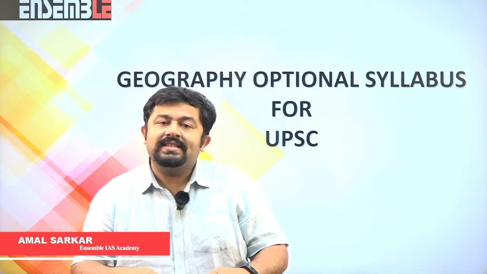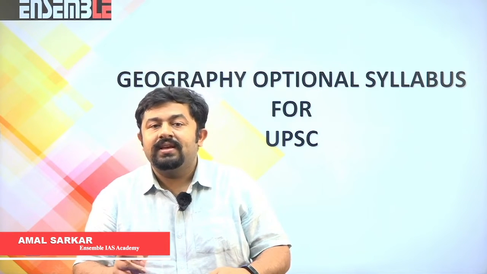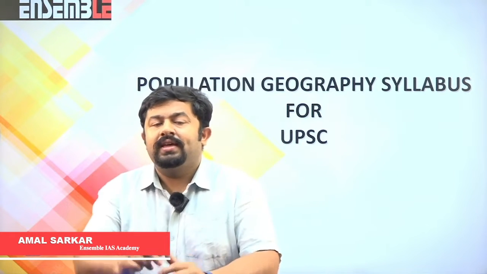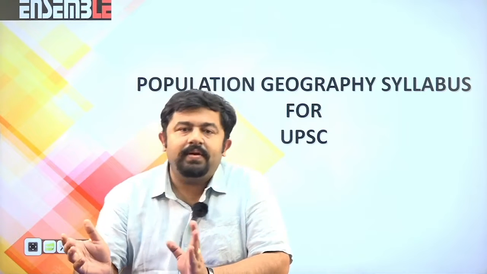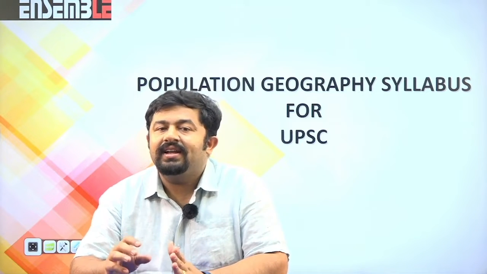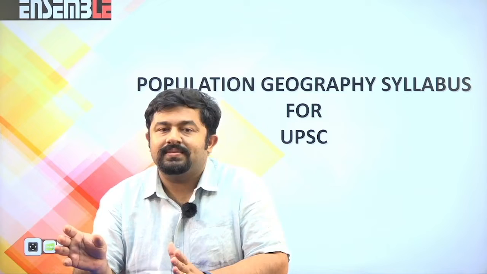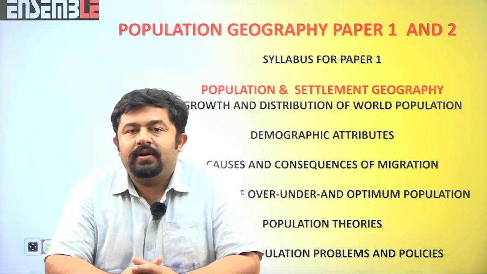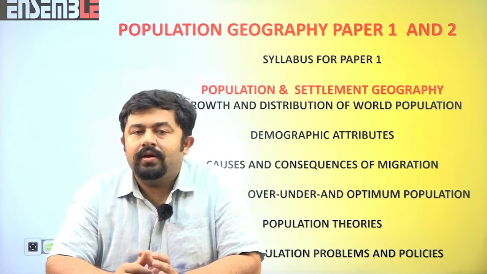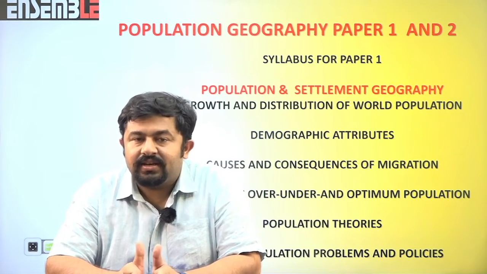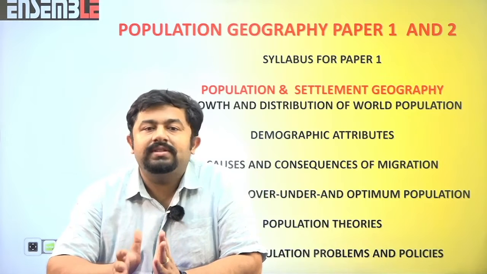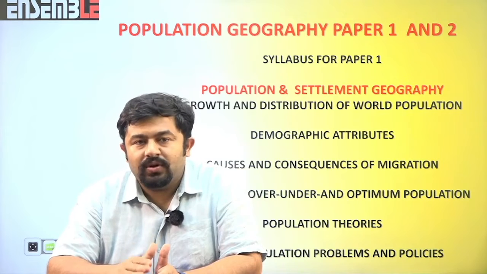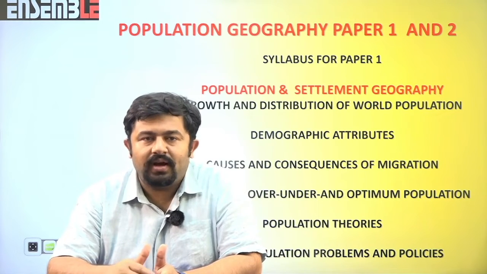Today, we will be discussing the geography optional syllabus, especially population geography. As you know, population geography is both in paper 1 and paper 2, and it is there under different chapters. I'll cite an example. In paper 1, there is a chapter Population and Settlement Geography. For today's discussion, we will be clubbing all the different dimensions of population in paper 1 and paper 2 and we will be presenting to you. For settlement geography, we will be taking the topic in another video.